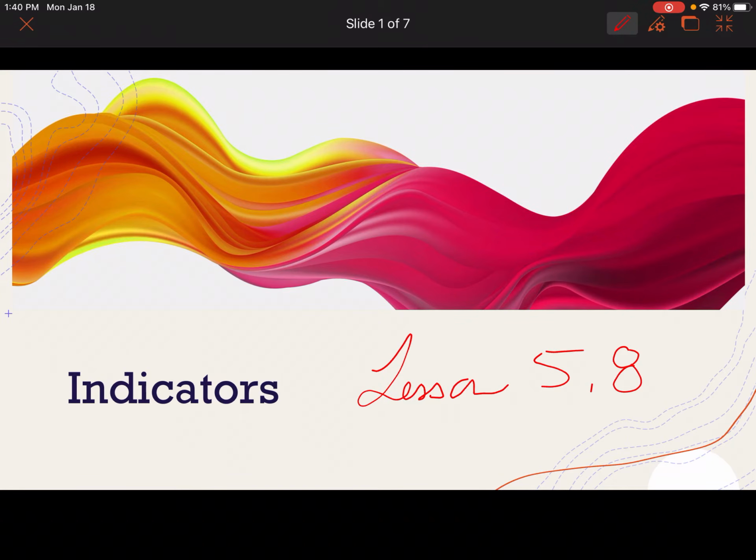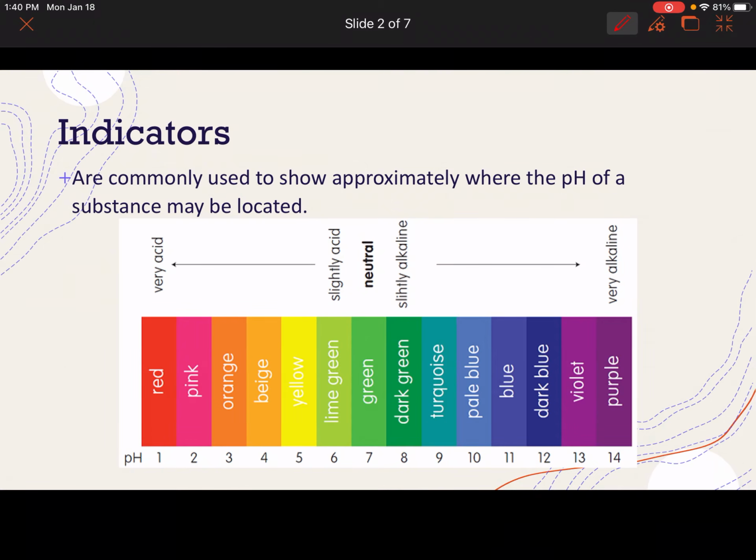Indicators, they're interesting. They're chemicals that change colors. Indicators are commonly used to show approximately where the pH of a substance may be located.